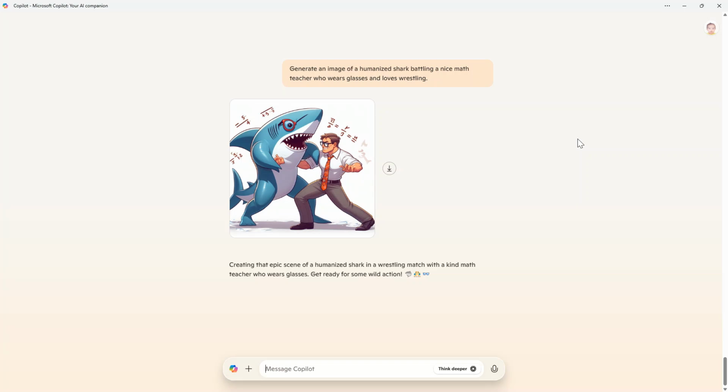Awesome. This is fantastic. I love that the shark is also wearing glasses. Well, you can see this stuff is fun. Tinker with it, play with it, have fun with it, but make sure that you remember that at the end of the day, it's just a tool. Okay? Just like a calculator, just like a computer. They're just tools to help us.